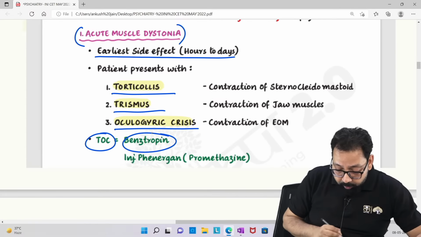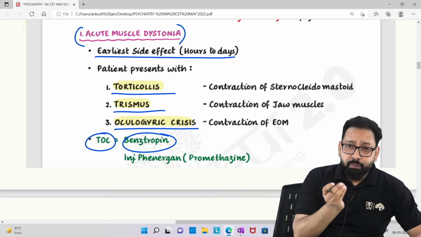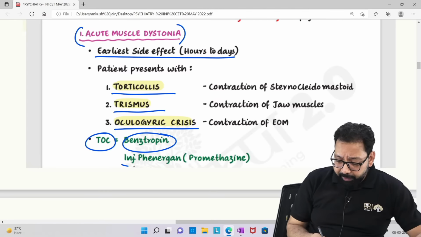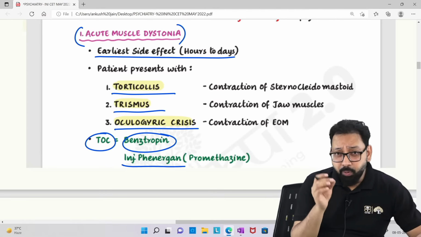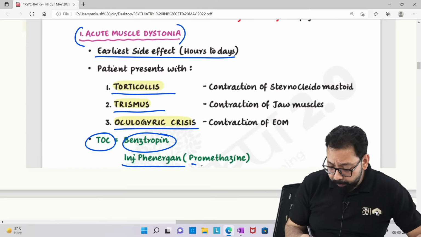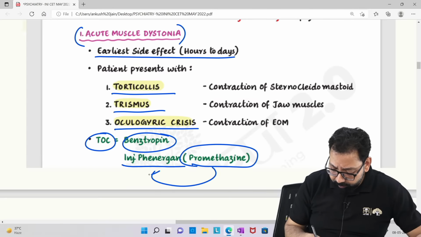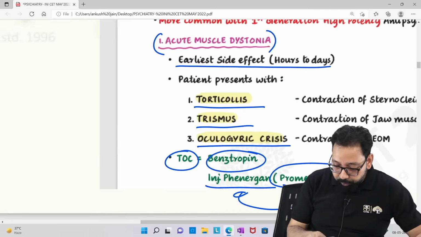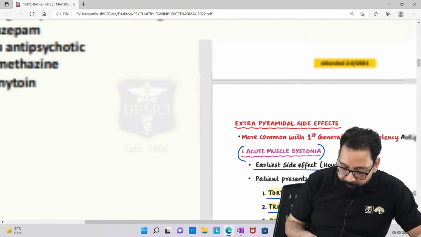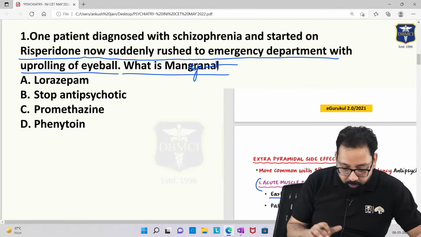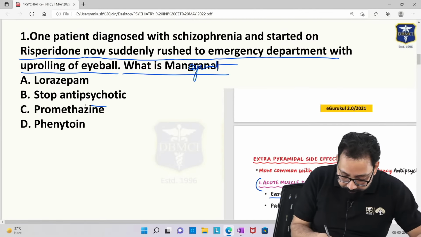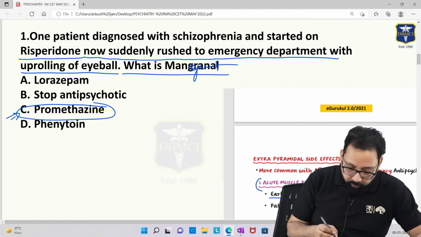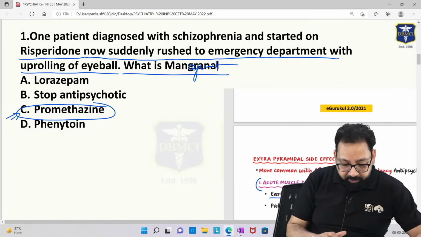Benztropine. And in clinical practice, when you are sitting in emergency, every time you give injection Phenergan, promethazine. Phenergan is the trade name. So in this question, please do comment what was given, benztropine or Phenergan, promethazine. Promethazine was given in the option, so the best answer is promethazine out of these.